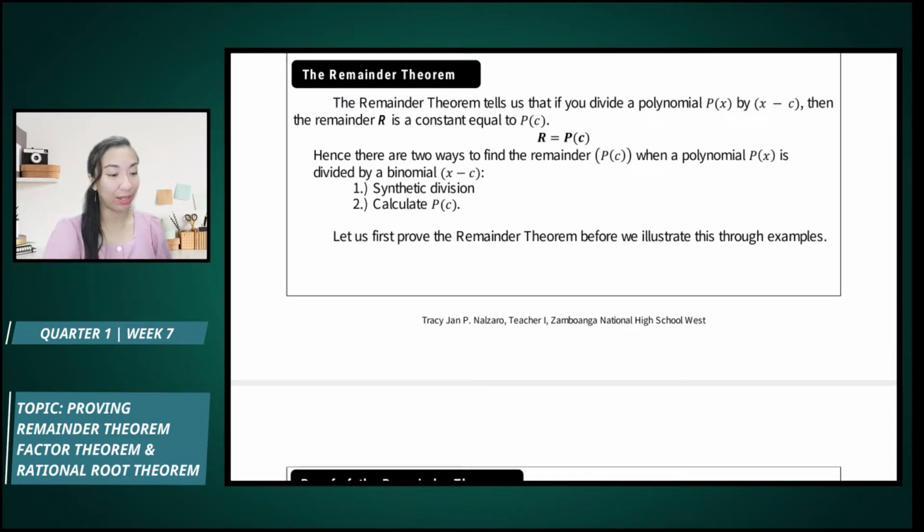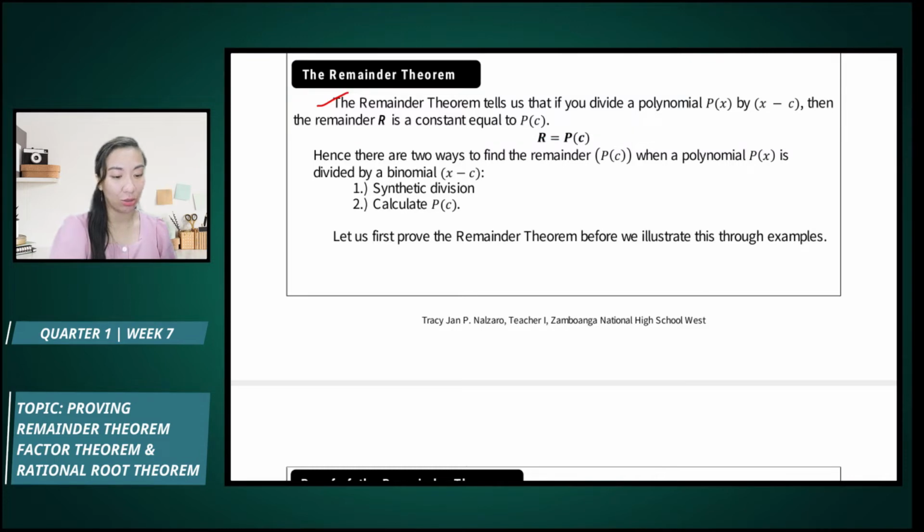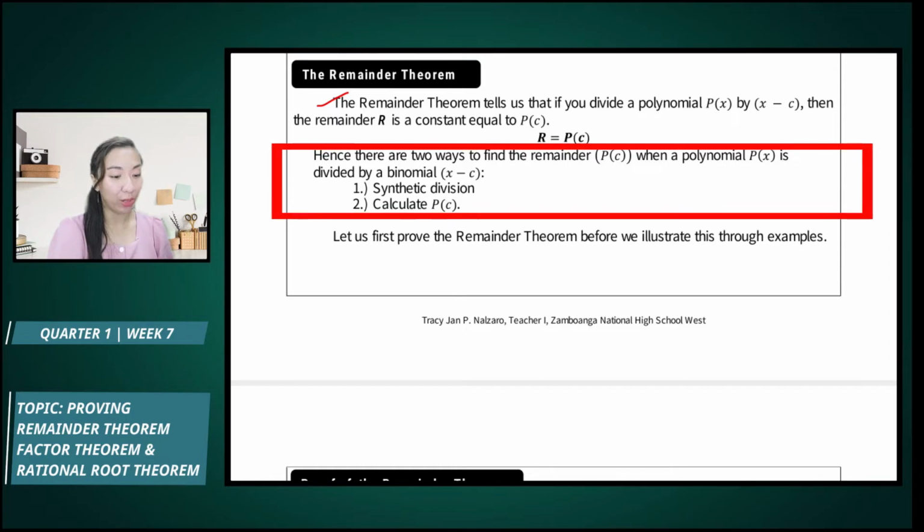Let us now proceed with the definition of the remainder theorem. The remainder theorem tells us that if you divide a polynomial p of x by x minus c, then the remainder r is a constant equal to p of c. So we have it here, r is equal to p of c. Hence, there are 2 ways to find the remainder p of c when a polynomial p of x is divided by a binomial x minus c. First is using synthetic division, and second by calculating p of c or using the remainder theorem.